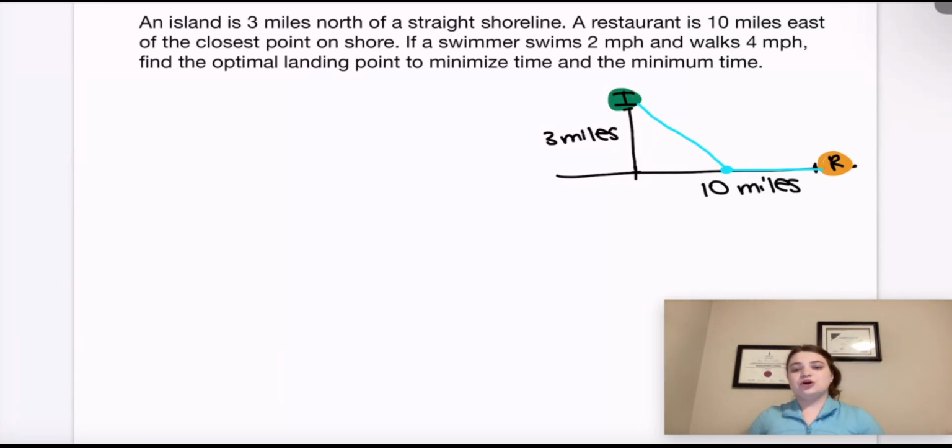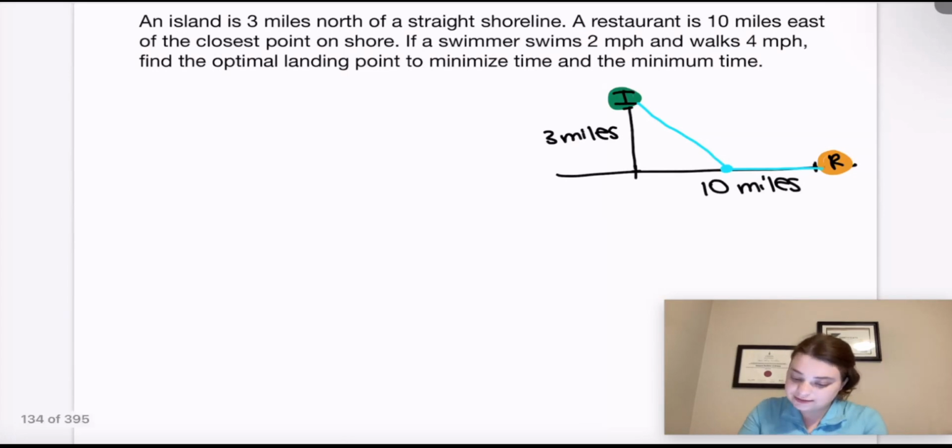However, we don't actually know that that is the shortest path in terms of time, because it says the swimmer only swims at 2 miles per hour, but they walk twice as fast. They walk at 4 miles per hour. So it actually may be advantageous for this person to swim on an angle, swim part of the way, and then walk the rest of the way, because as soon as they get to the shore, their walking speed is twice as fast as their swimming speed, which makes sense, right? Most people can walk or run faster than they can swim.